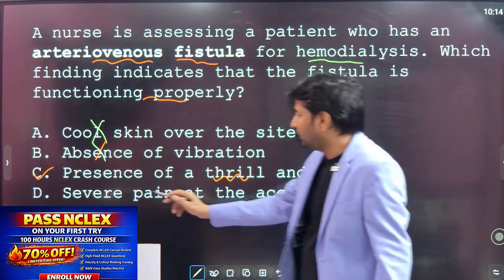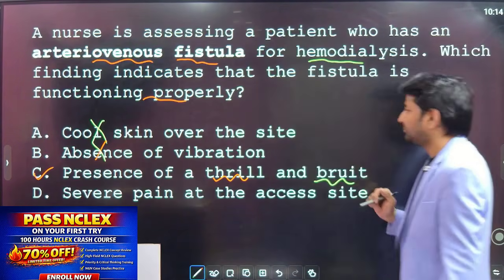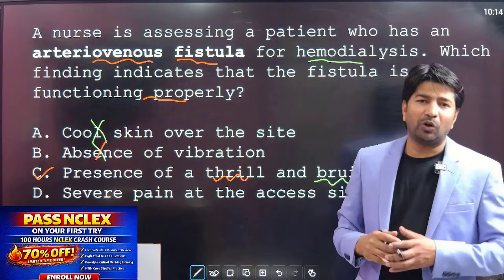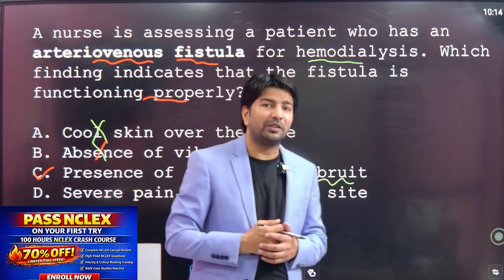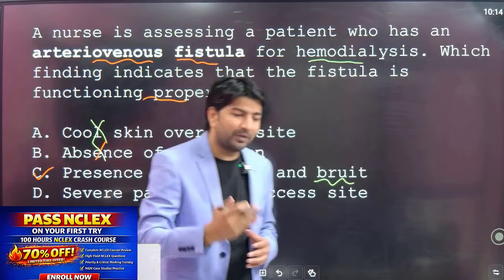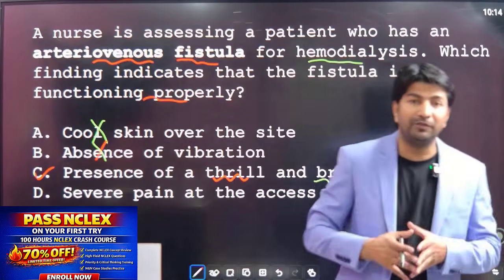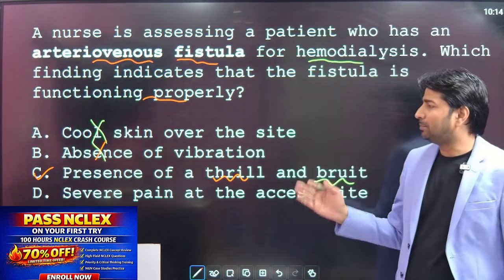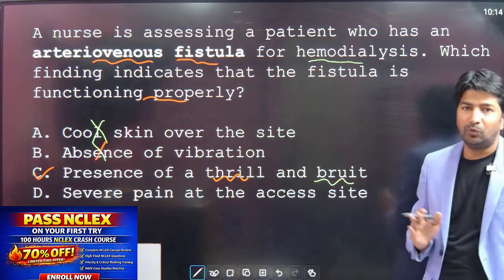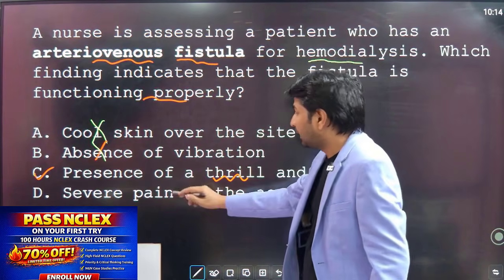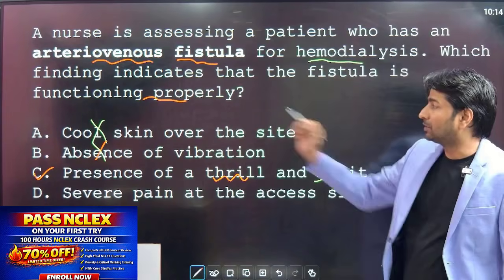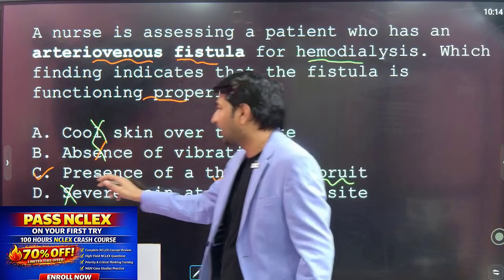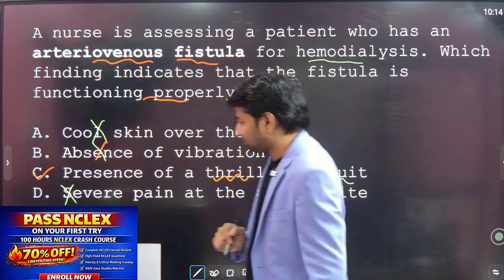The next option is severe pain at the access site. If there is significant pain at the AV fistula site, it means there is some complication. When an AV fistula is first created, the patient may experience mild pain at that time. As the fistula site heals, the pain usually disappears. If there is pain, it means the fistula is not functioning properly, and we must inform the doctor. So this option will also be incorrect. The correct answer will be the presence of a thrill and bruit.